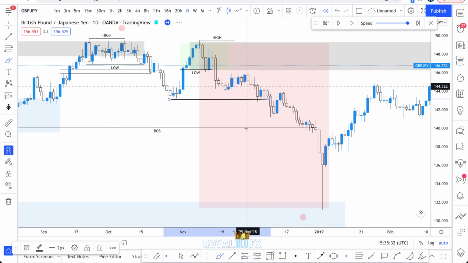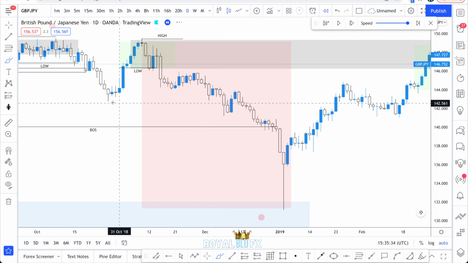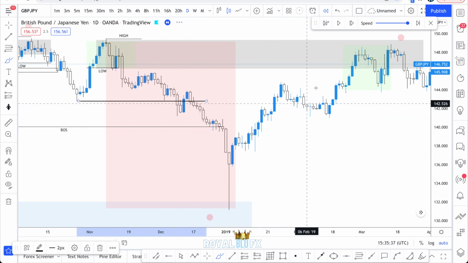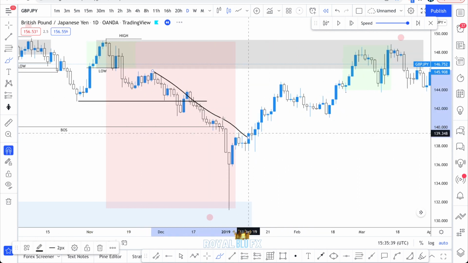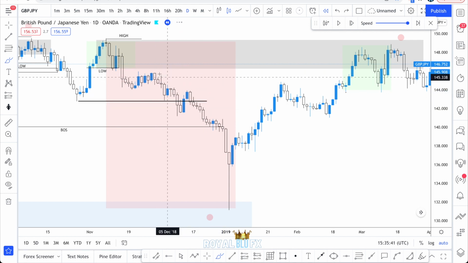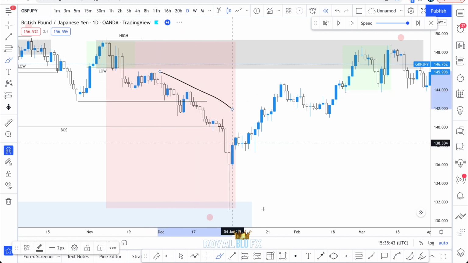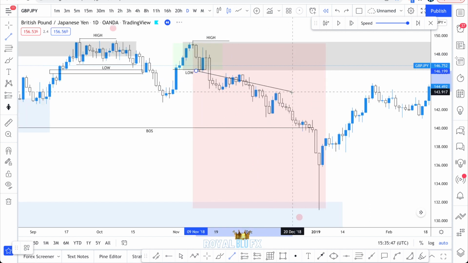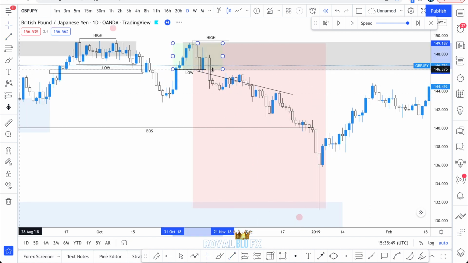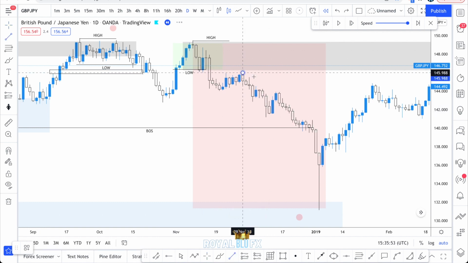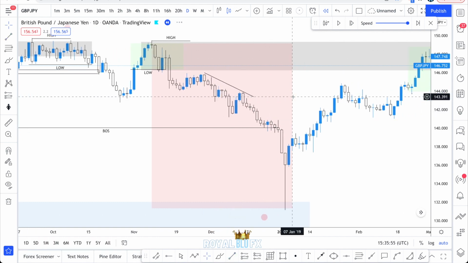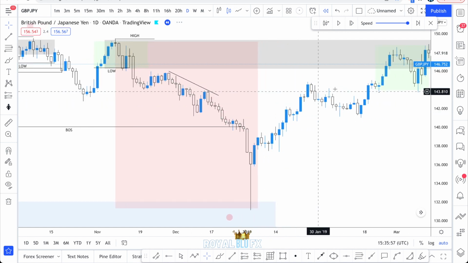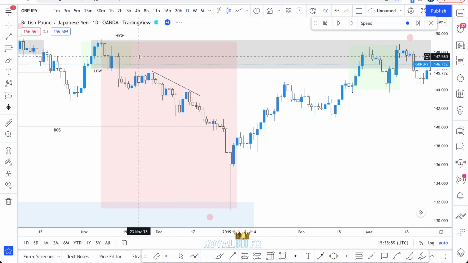Price does make a break of structure, and then we look for price to now come back and take out liquidity here in the form of more trendline. More trendline liquidity right there. Let me make this more official here. Right here. Price goes up and takes out all this liquidity, and then they go to mitigate.